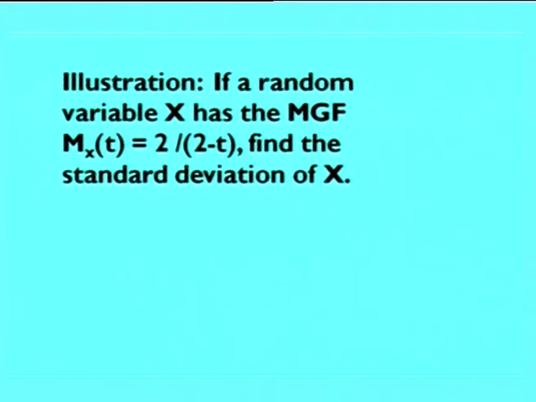What is given? If a random variable x has the MGF, mx of t is equal to 2 divided by 2 minus t, find the standard deviation of x. So, we have to relate the moment generating function with the standard deviation. How is it possible? First of all, we have to find the variance, then only we can find the standard deviation. For finding variance mu 2, we have to use mu 2 dash and mu 1 dash square. Hence, we have to find the mean mu 1 dash and mu 2 dash, find the variance, then the standard deviation using the MGF. Given mx of t is equal to 2 by 2 minus t.